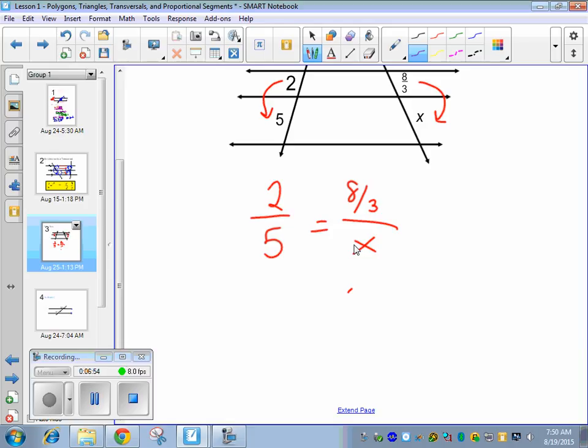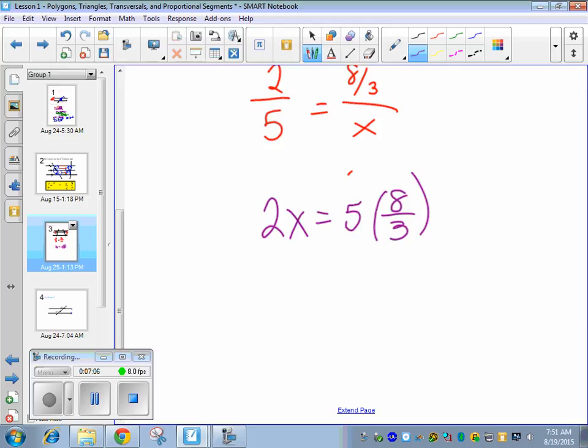Yeah, cross multiply, thank you. So 2x is equal to 5 times 8/3. So how do I deal with the 5 times 8/3? Probably want to put 5 over 1 so it looks like a fraction, right? And we can multiply these top to top, bottom to bottom.